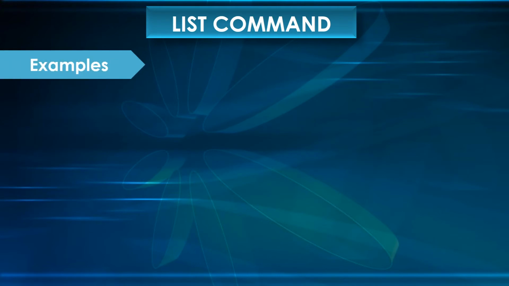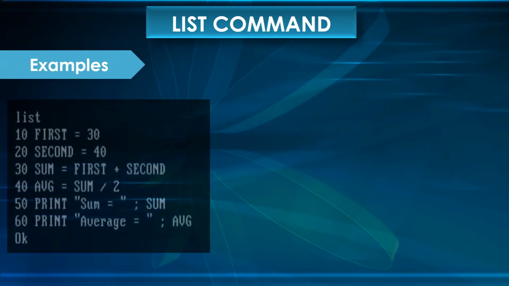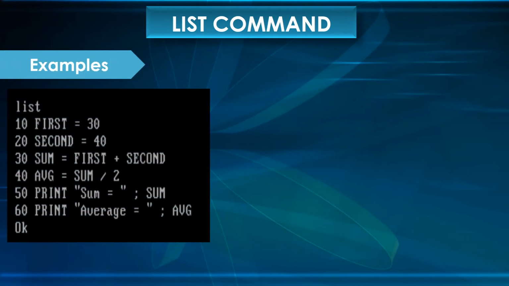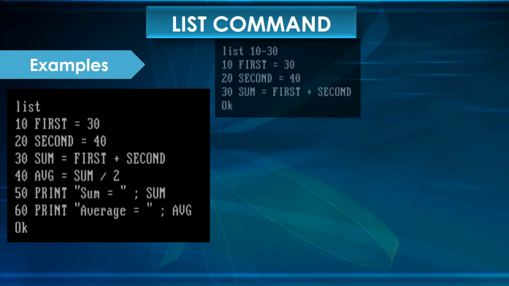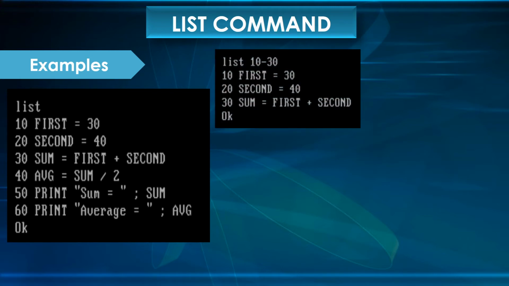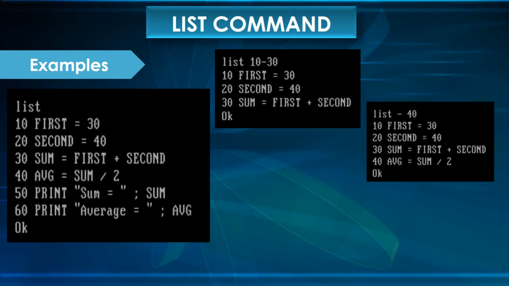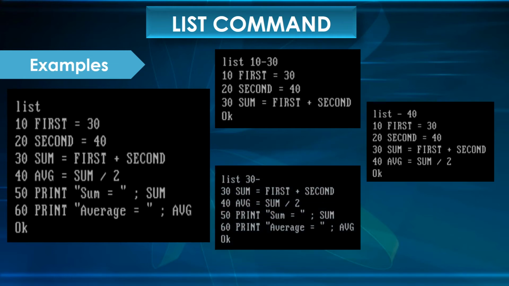Here are some examples for the list command. If we type simply list, it will show us the whole program. If we type list 10 dash 30, it will show us from line number 10 to line number 30. If we type list dash 40, it will show us from the start till line number 40. And if we type list 30 dash, then it will show from line number 30 till the end of the program.